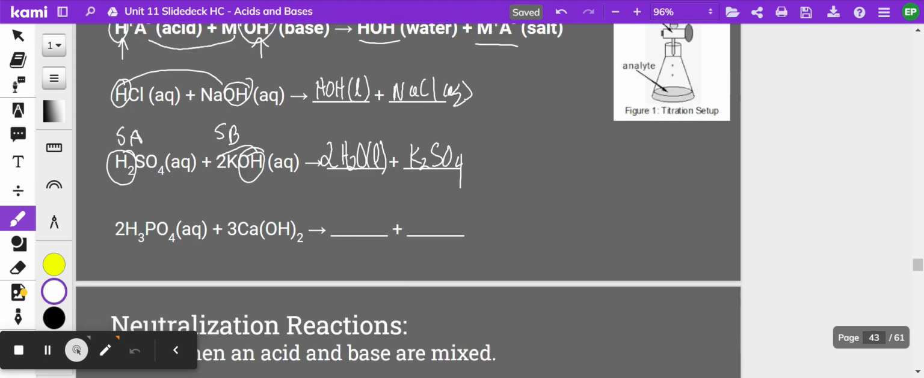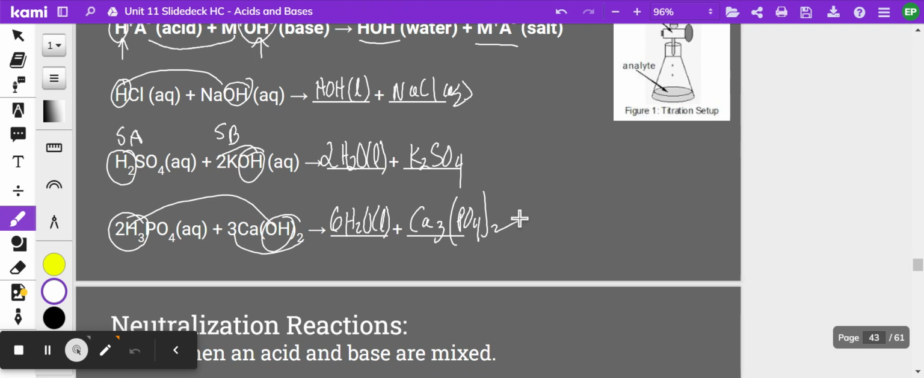Thirdly, phosphoric acid can neutralize calcium hydroxide, acid with base, by taking 6 hydrogen ions for 6 hydroxide ions and forming 6 H2O water particles, and calcium phosphate, Ca3(PO4)2. In neutralization reactions, water and salt are formed.